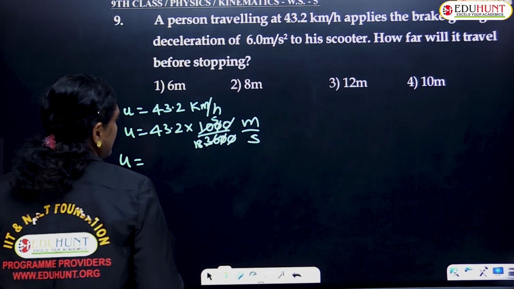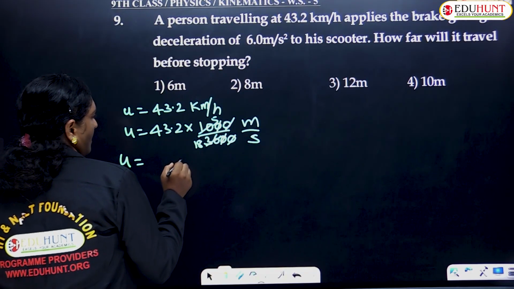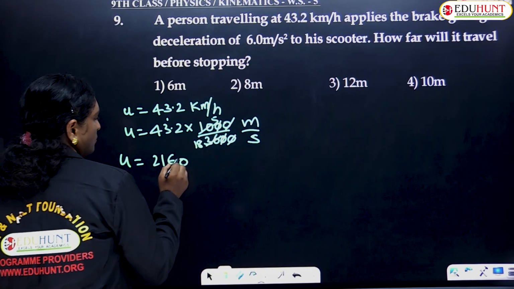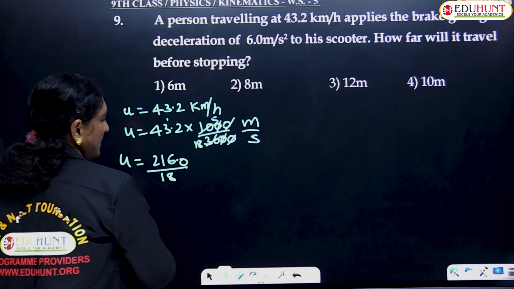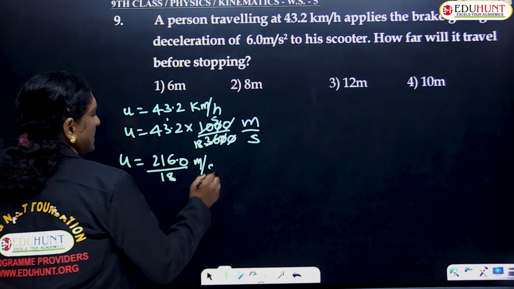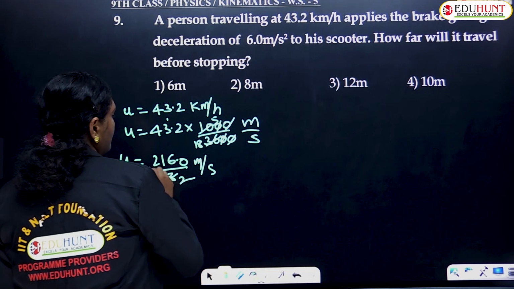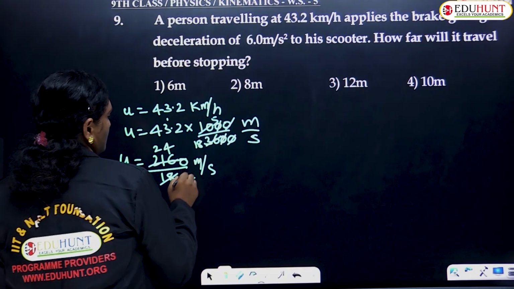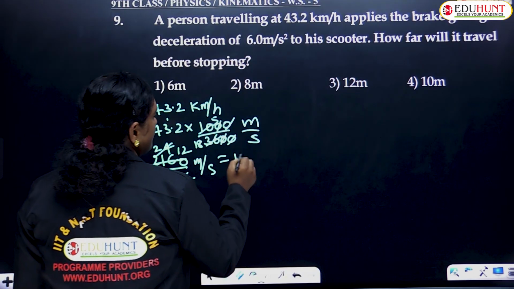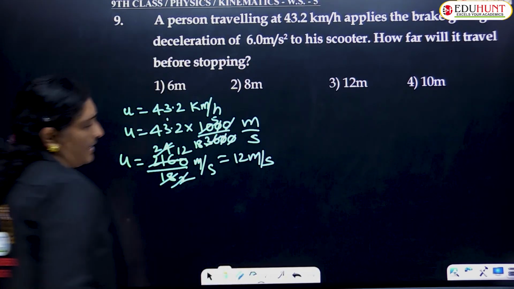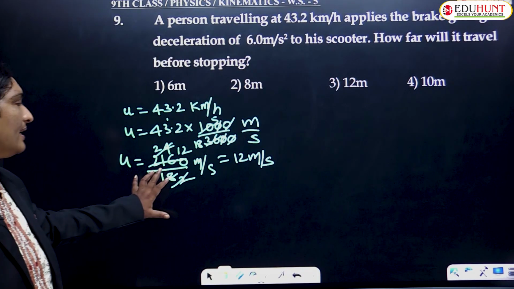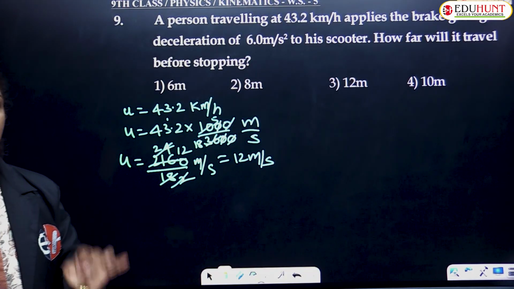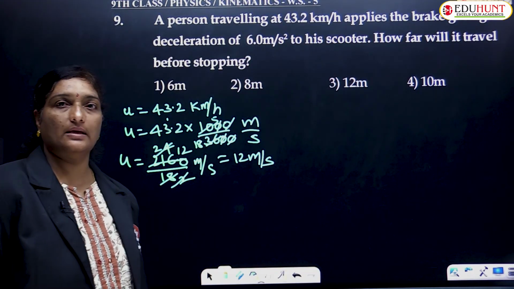Hence the value of U is found to be 5 2's 10, 5 3's 15, 16, 5 4's 20, 21, 216.0 by 18 meter per second. So 9 goes 2 times, and here 9 2's 18, 9 4's 36, and this goes 12 times. Hence U was found to be 12 meter per second. So I have simply converted the value from kilometer per hour to meter per second, and you found that the value of U is 12 meter per second.